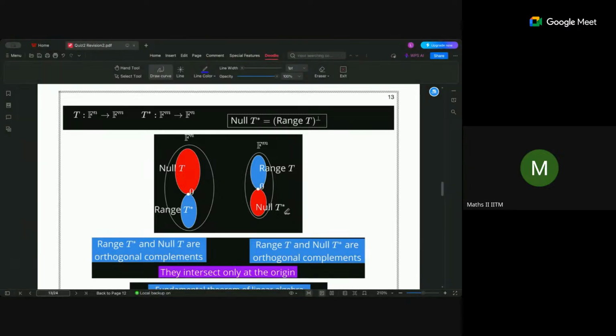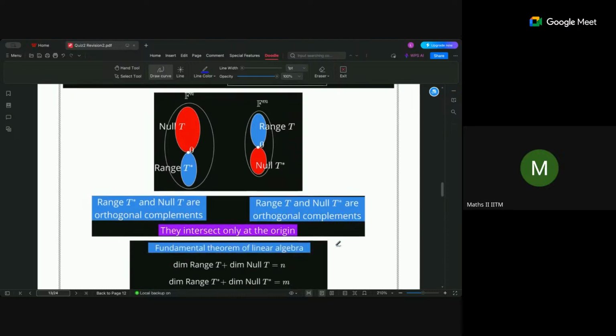So the next thing is, suppose you have an operator, a transformation T from Fn to Fm, and let T star be its corresponding adjoint. Adjoint means the domain and codomain get interchanged, right? So what is the relation we have here? Null of T star is range of T perp. Same way, range of T star is equal to null of T perp. Range of T star and null of T are orthogonal complements. Range of T and null of T star are orthogonal complements.